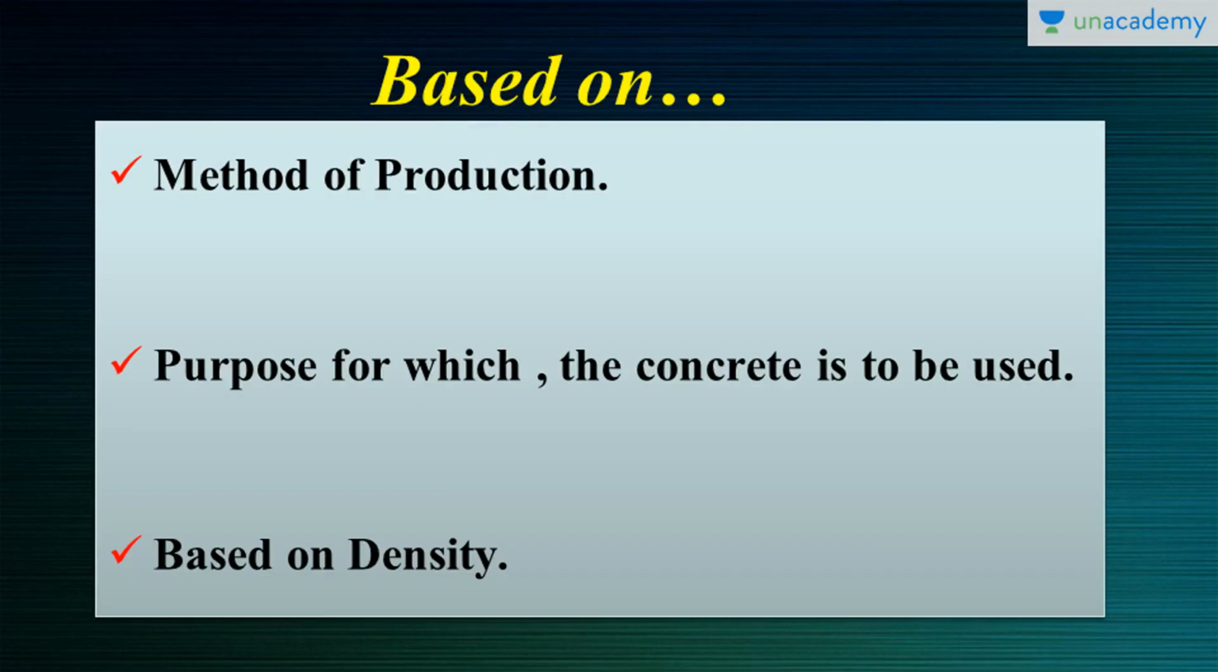All right, first and foremost, without wasting further time, let's dive into the topic. The classification should be based on some parameters. In lightweight concrete, the classification is generally based on the method of production, the purpose for which the concrete is to be used, and density. The method, the purpose, and the density are some of the major parameters for the classification of lightweight concrete in general. Let's see them one by one.